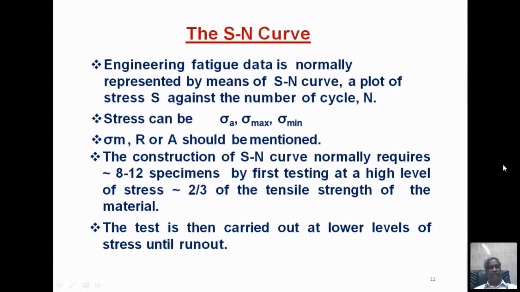So the first specimen should be started with a high stress level. You have to apply very high stress. High stress means yield stress. For that, you should know the yield stress of the material, so you should know the tensile behavior of the material. From there, you can start. And you have to conduct the test until the specimen doesn't fail, up to an infinite number of cycles. That we will discuss later.